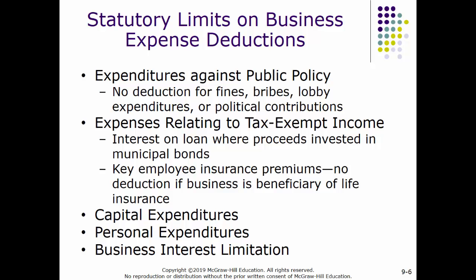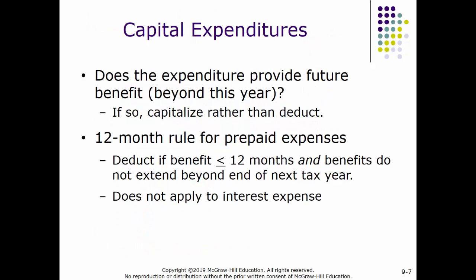Capital expenditures are not currently deductible, because they will be deducted over their life. Personal expenditures are not deductible unless Congress makes an exception, and then there's also a business interest limitation. For capital expenditures, if the expenditure is going to benefit more than a 12-month period, then instead of expensing it, we capitalize it, which means we make it an asset. We debit an asset account, and then we will expense that over its life or as it's used up, as the value drops, as far as usefulness to the company, or with the passage of time.